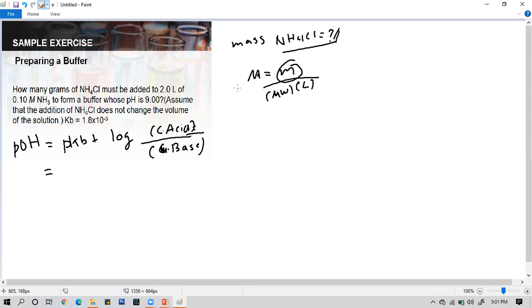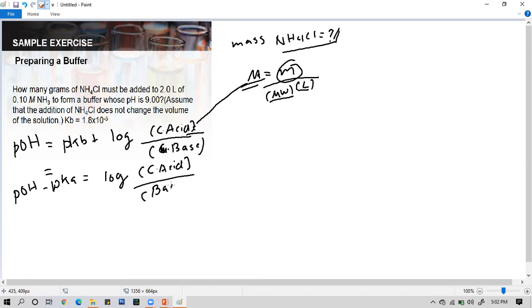Now, what we will look for first, guys, is the molarity of the acid. Because the volume is already given, which is 2 liters, and the formula weight or molecular weight of the ammonium chloride. Now, let's solve. But first, let's derive a little. Okay. Now, transposing pKb to the other side, from positive to negative, it becomes minus pKb. So what remains here is the log of conjugate acid over base.